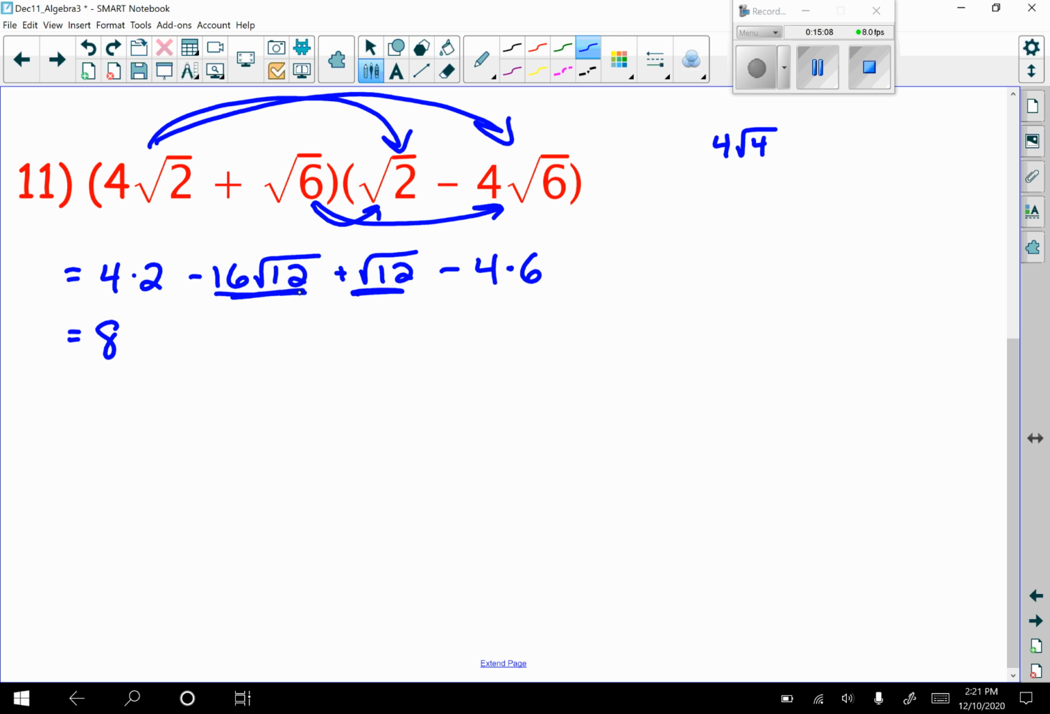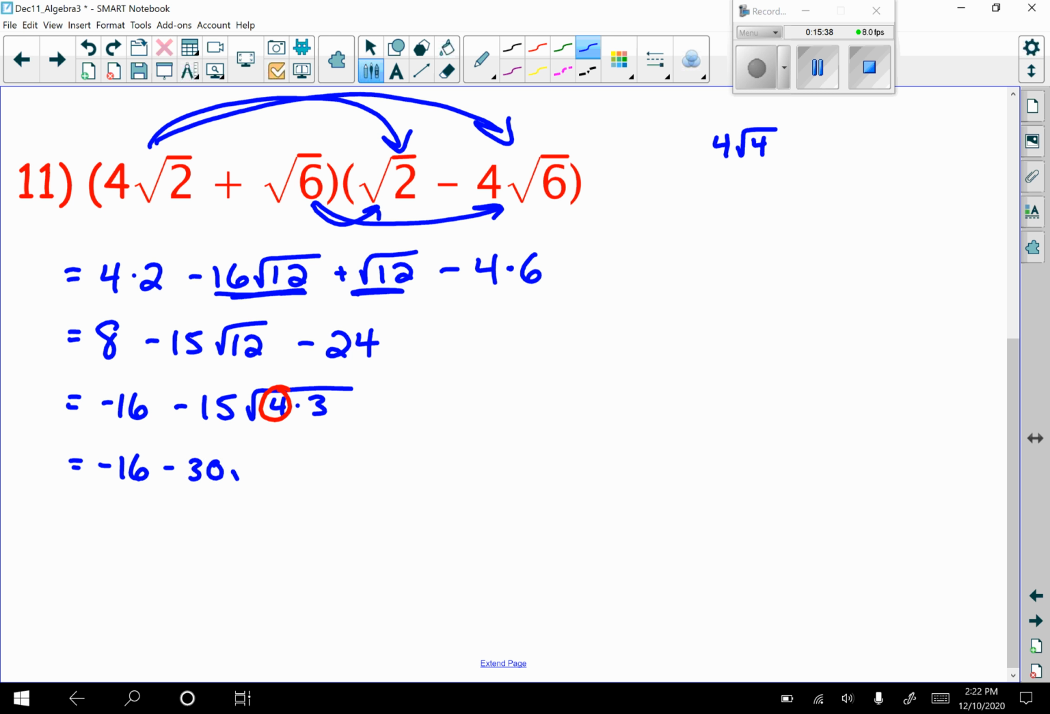I can combine these two. A negative 16 radical 12 plus a 1 radical 12 will give me a minus 15 radical 12. And then I'll have a minus 24. I can combine the 8 minus 24. That'll give us a negative 16. Now we're good, but this radical 12 now has to be simplified. So I'm going to write that as 4 times 3. Circle the 4. So now my final answer, we'll get a negative 16. The 4 is going to come out as a 2, so 2 times 15 will give us a 30. So we get negative 16 minus 30 radical 3.